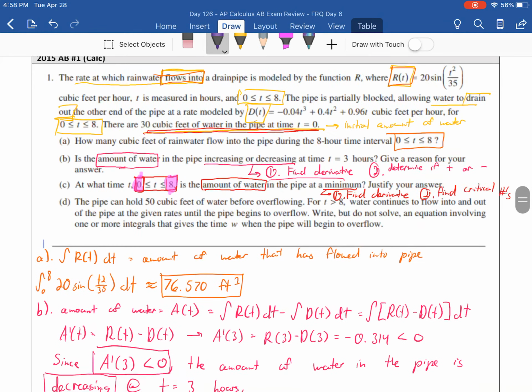And then finally D. The pipe can hold 50 cubic feet of water before overflowing. For t greater than 8, water continues to flow into and out of the pipe at the given rates until the pipe begins to overflow. So it looks like our equations don't change. Write, but do not solve an equation involving one or more integrals. So it's basically telling us right here that our answer involves integrals. That gives the time w when the pipe will begin to overflow. So as the problem states, when the amount of water reaches 50 cubic feet, it begins to overflow.